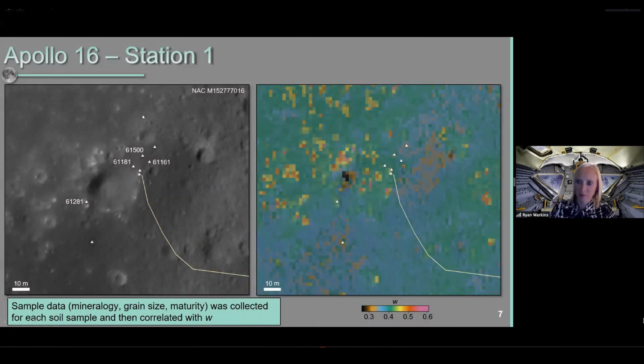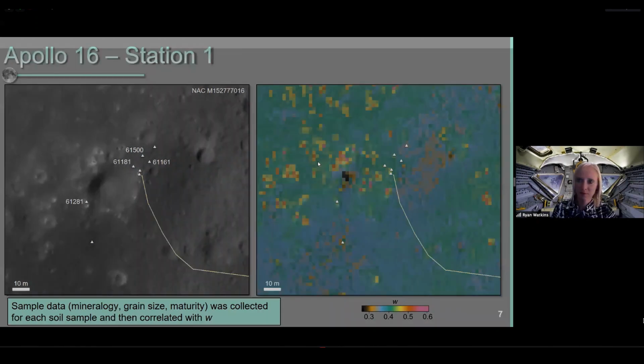Similar to Tim Hahn, I went in and extracted sample data for each soil sample. Primarily, I got mineralogy, grain size, and maturity data, and then correlated this with the derived single scattering albedo values that we got from the NAC images.